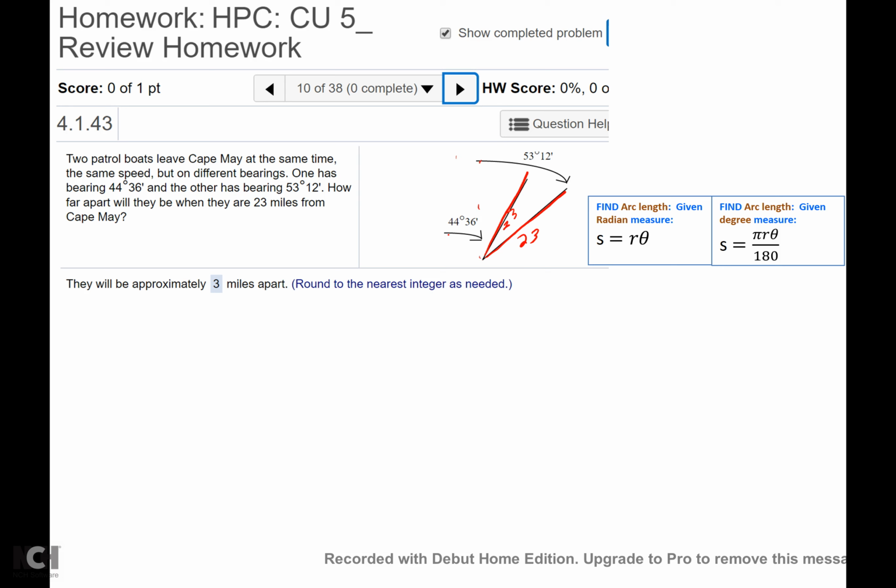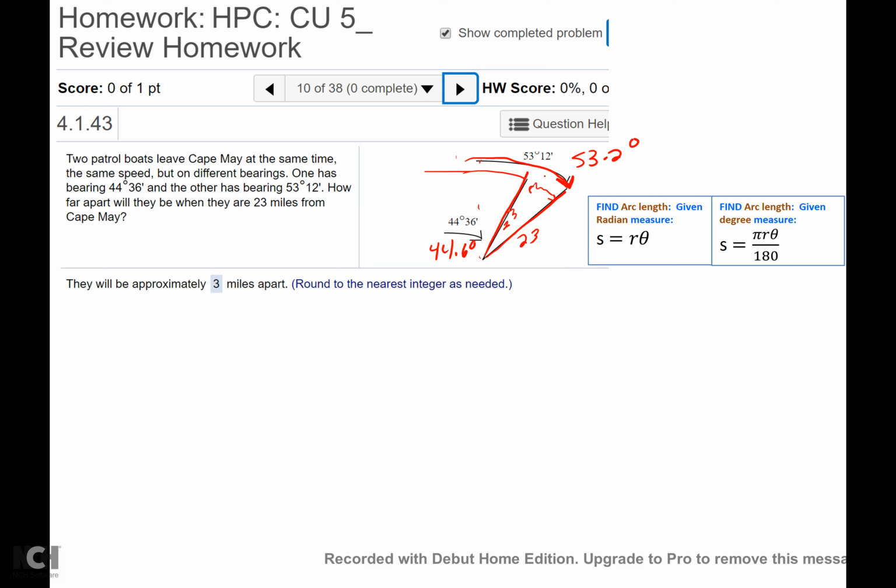Straight north. This angle is 44 degrees, 36 minutes. So 36 minutes divided by 60 is 0.6. So this is 44.6 degrees, and 12 divided by 60 makes this 53.2 degrees. Okay, so if I want to figure out how far apart they are, if I could figure out his arc length, the big one, and subtract off this arc length, then wouldn't that leave the distance apart they are?